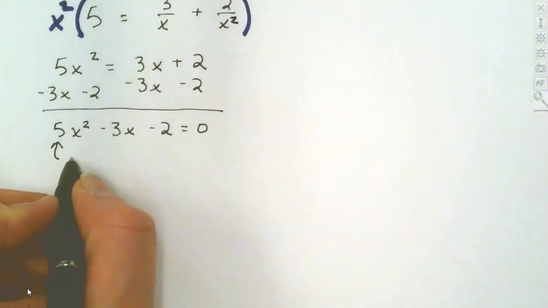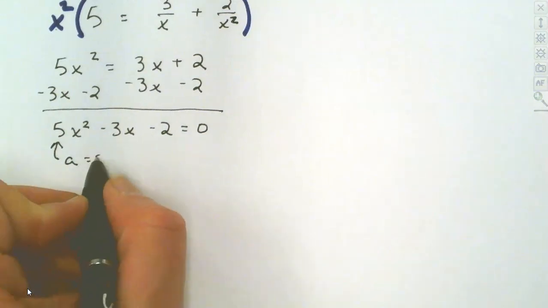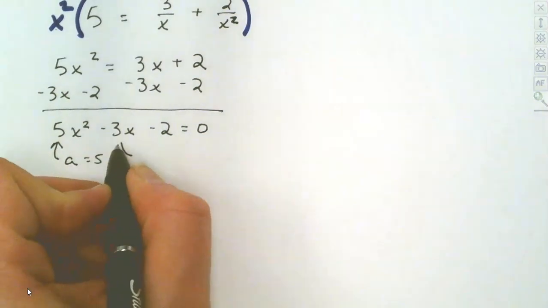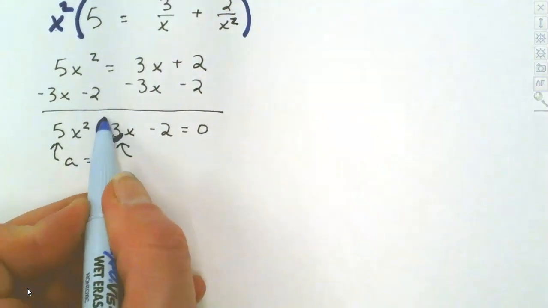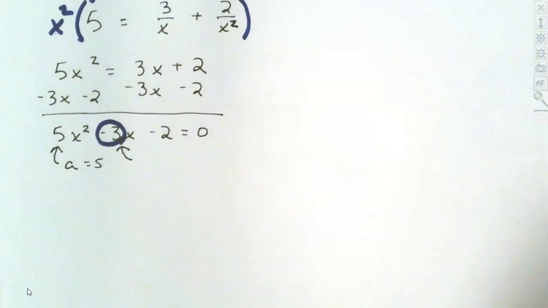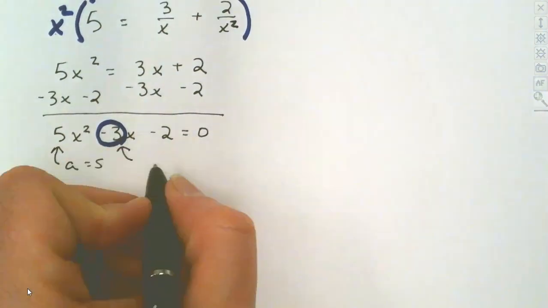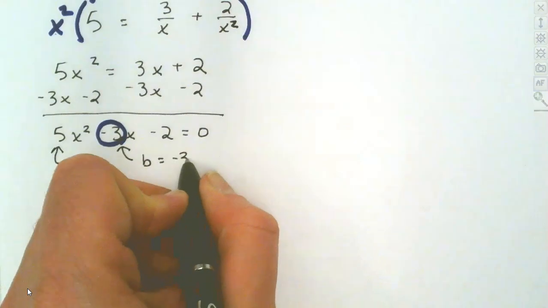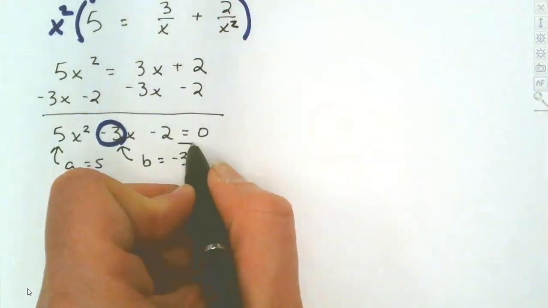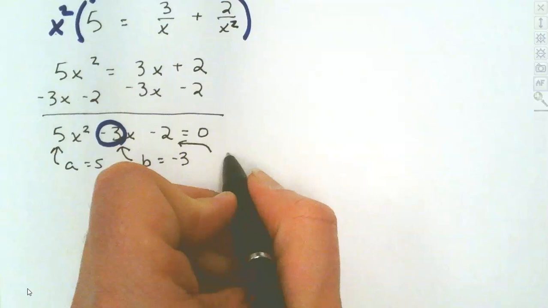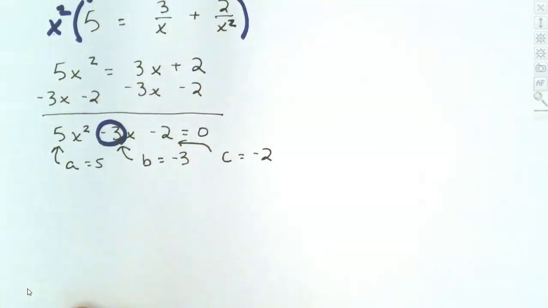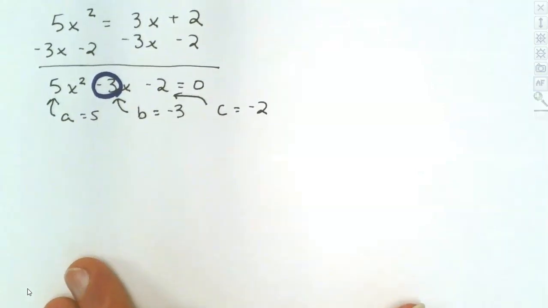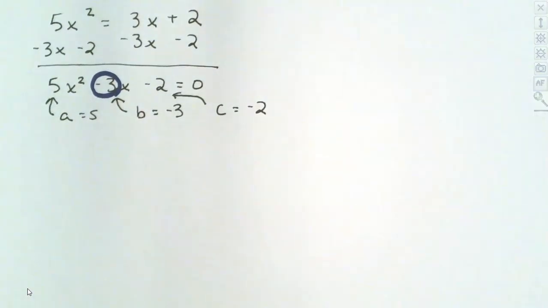Our a is going to be the 5. Our b is the minus 3. So make sure you realize that's a minus 3 there. So b is going to be a minus 3. And then we've got c, which is a minus 2. We need to be very careful with that minus 3 on the b when we plug it into our quadratic formula, because the sign's going to change.